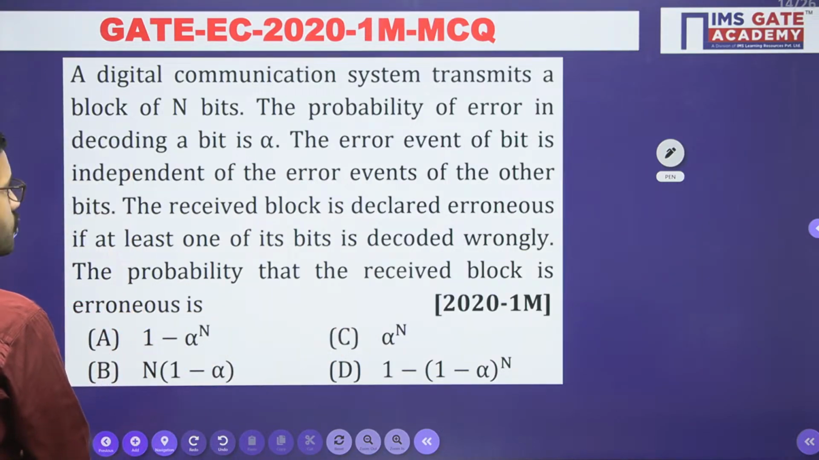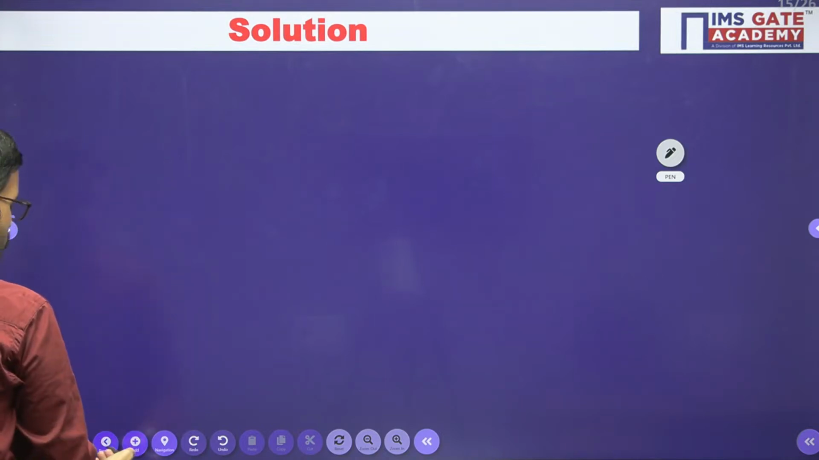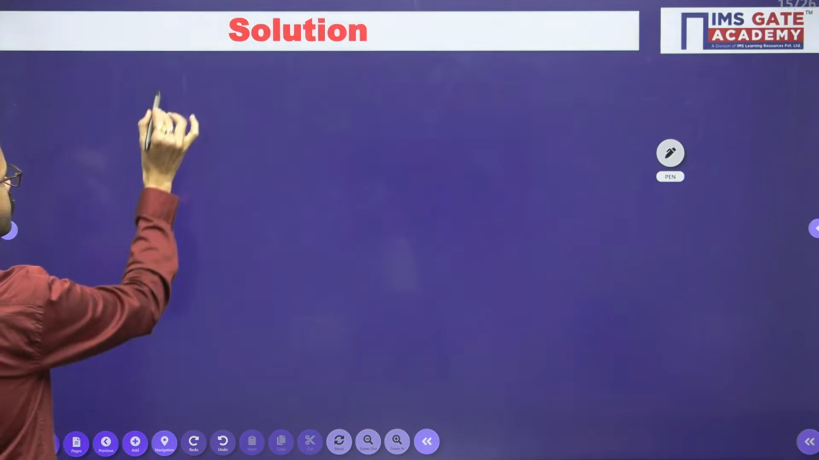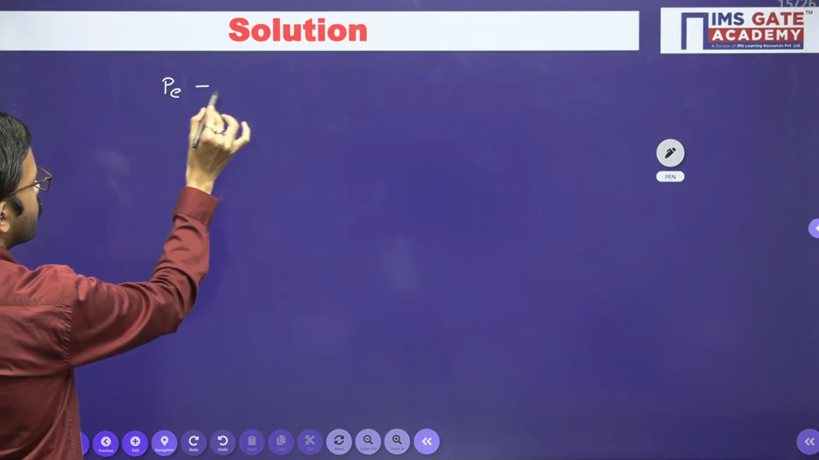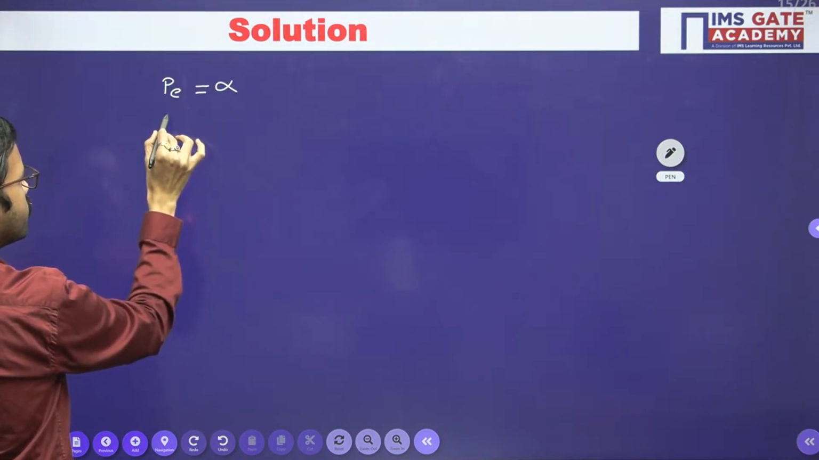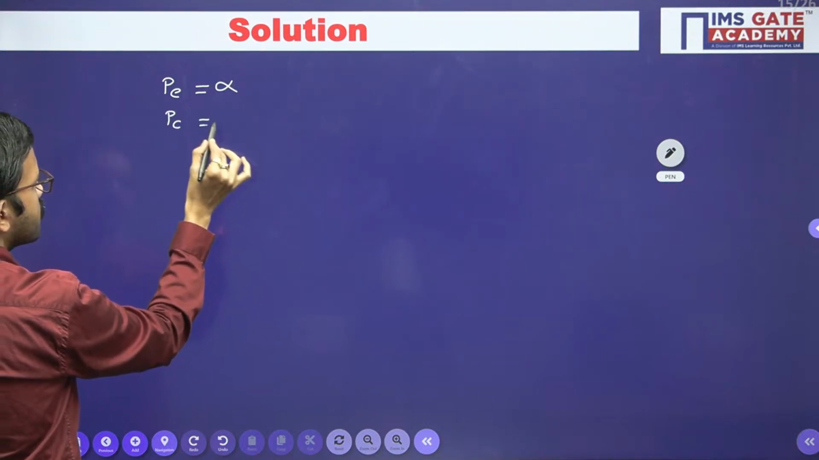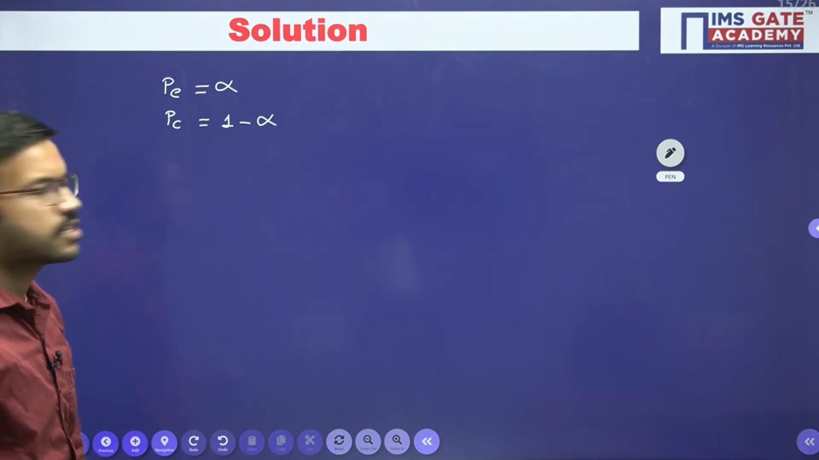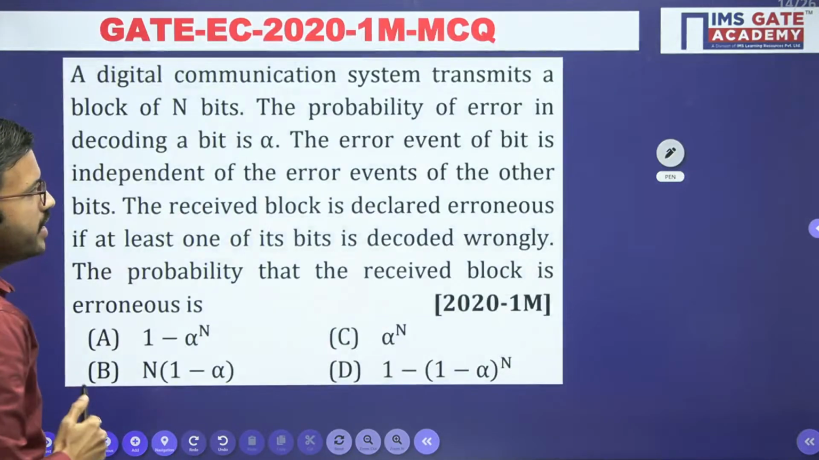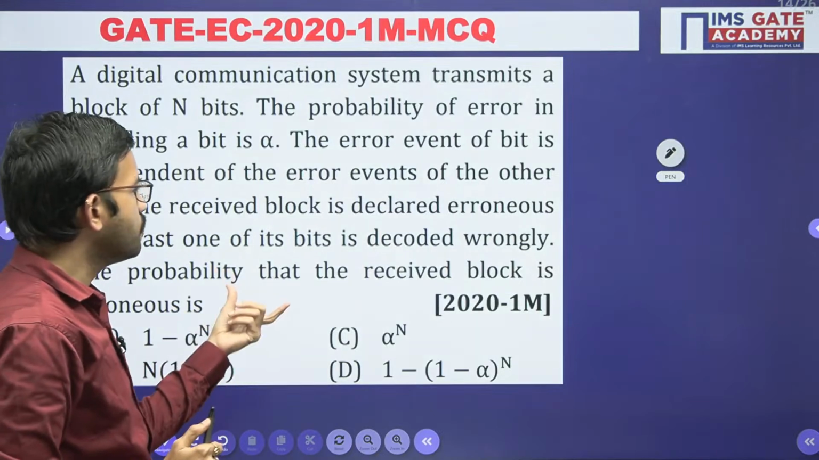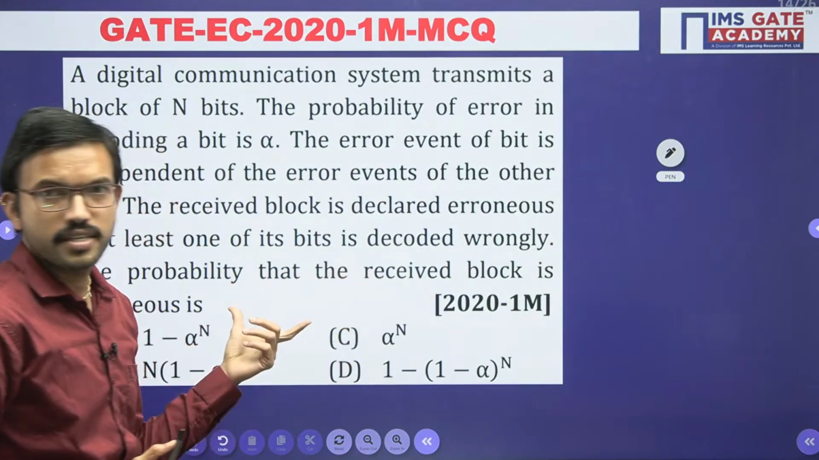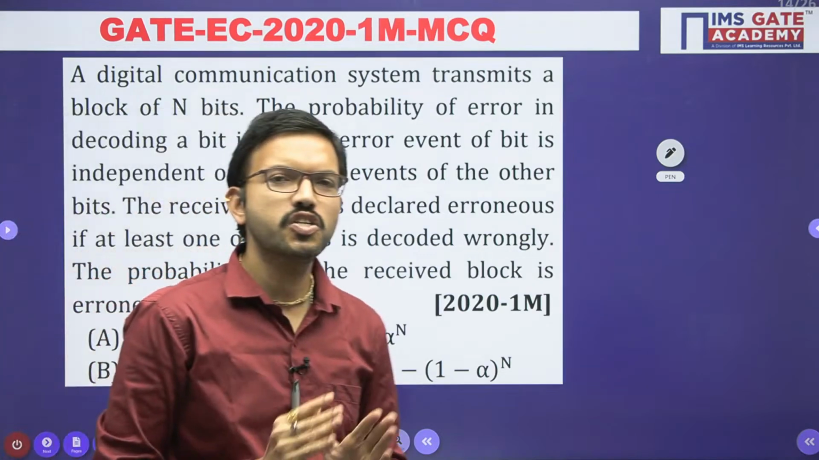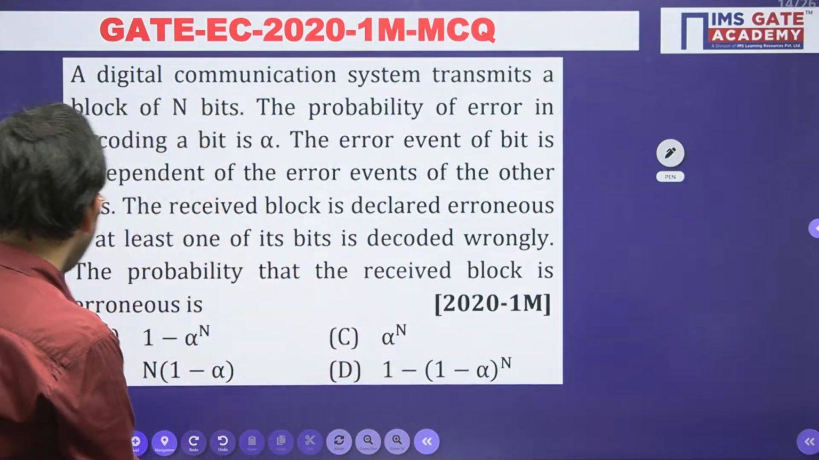In this particular question, they have mentioned that the probability of getting an error in a bit is alpha, right? So the probability of getting a correct bit is nothing but 1 minus alpha in any particular bit. Here they are asking about the probability that the received block is erroneous. For the time being, let us consider the case where you have received all the bits correctly.